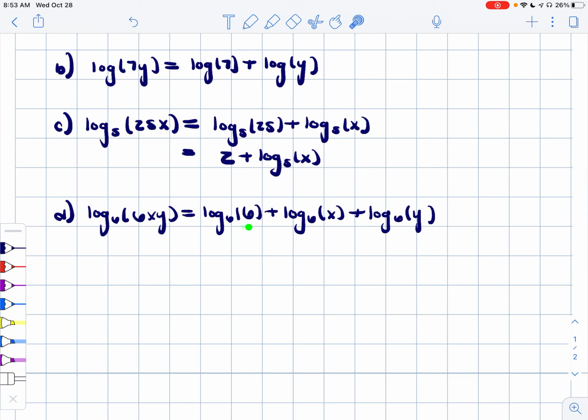Now again, we can simplify this first one because 6 raised to the power of 1 is equal to 6. That first term is just 1. And then we still have plus the log base 6 of x plus the log base 6 of y.